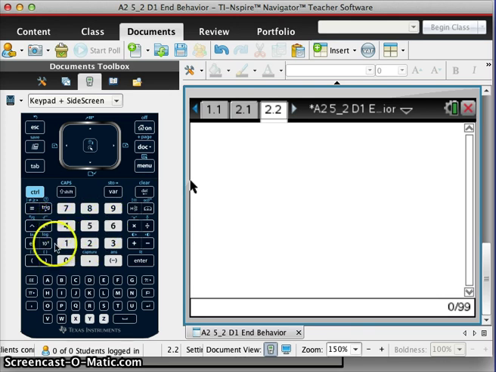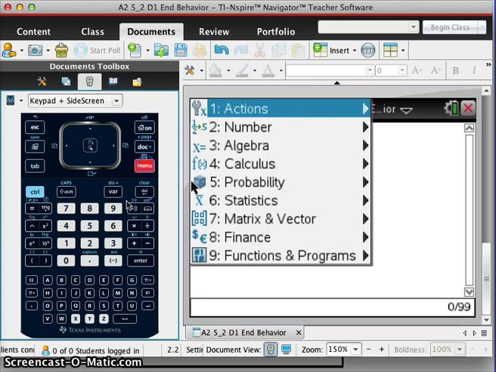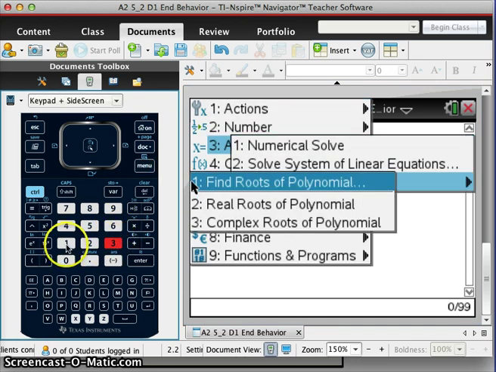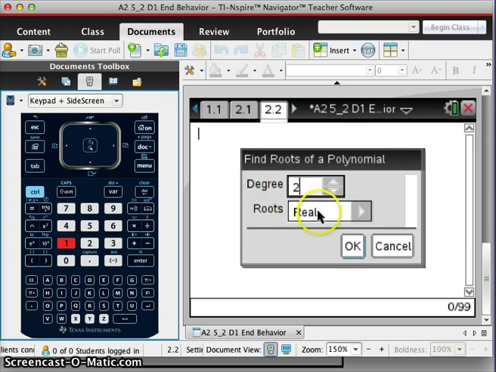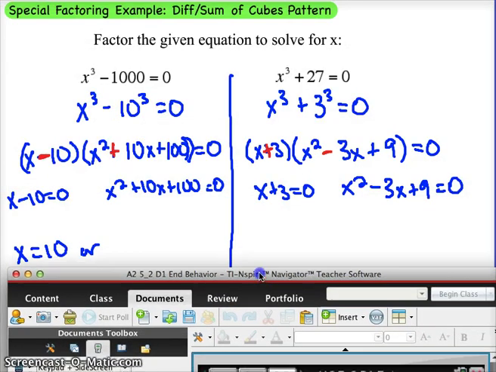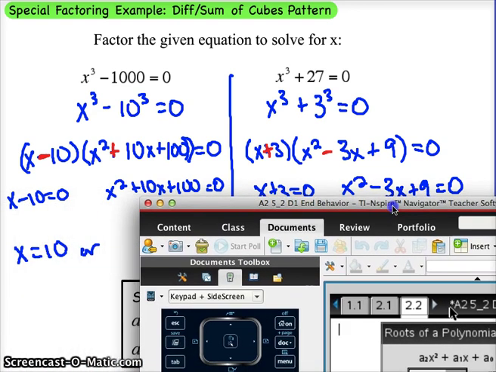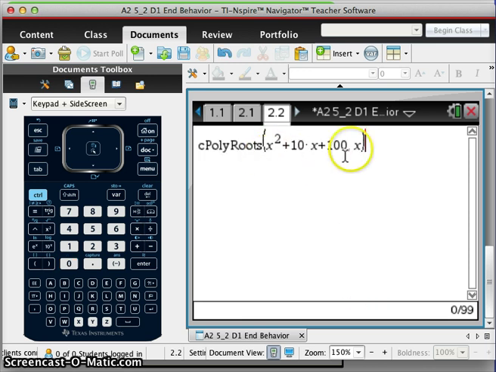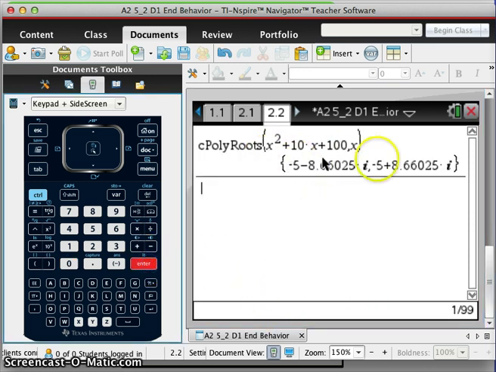So I'm going to go ahead and head into polyroots here and say menu, remember 3, 3, 1, and I have a quadratic. I'm looking for possibly complex numbers, so I'm going to go ahead and put complex in there. And then I need my 3 numbers, which for us on the left side here were a 1, a 10, and a 100. So 1, tab to the next box, 10, tab, 100. And when you press enter, hit OK, it's going to type that in for you. And again, hit enter one more time, and you've got your answers.